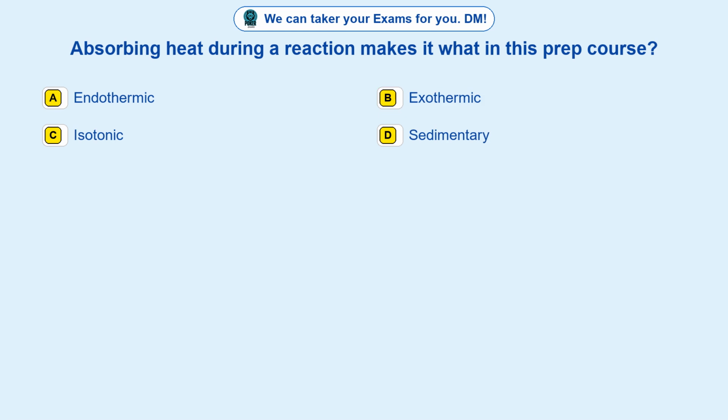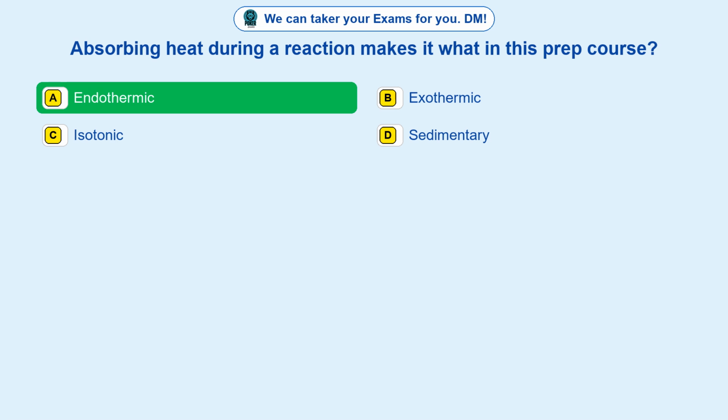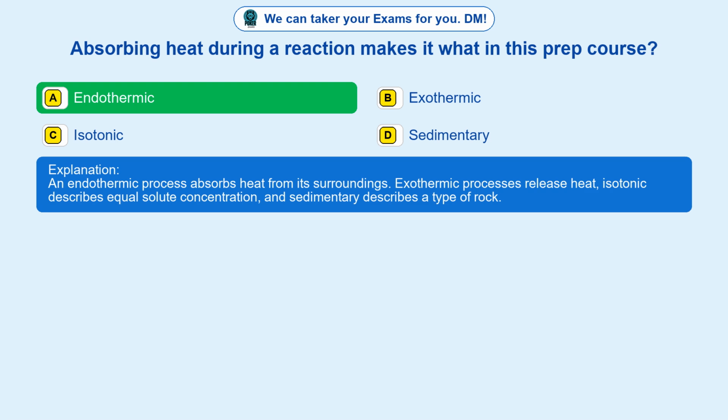Question 47. Absorbing heat during a reaction makes it what in this prep course? Option A, endothermic. Option B, exothermic. Option C, isotonic. Option D, sedimentary. The correct answer is option A. Endothermic. An endothermic process absorbs heat from its surroundings.